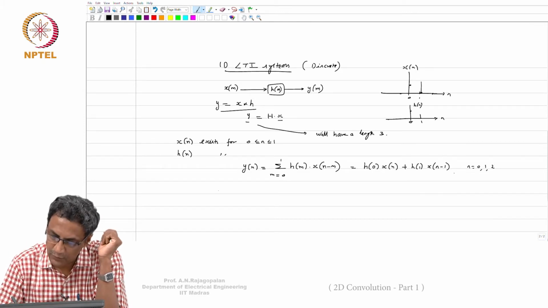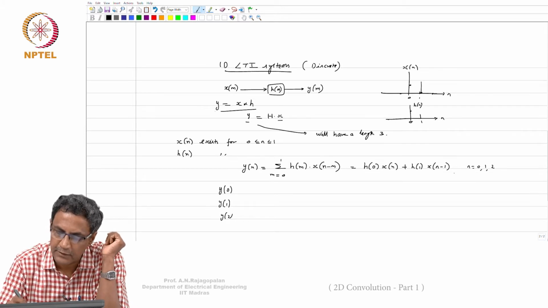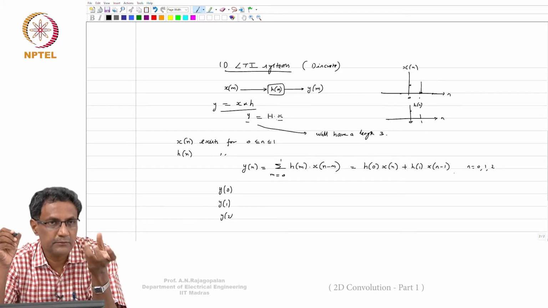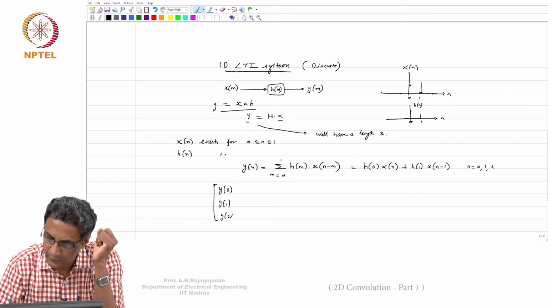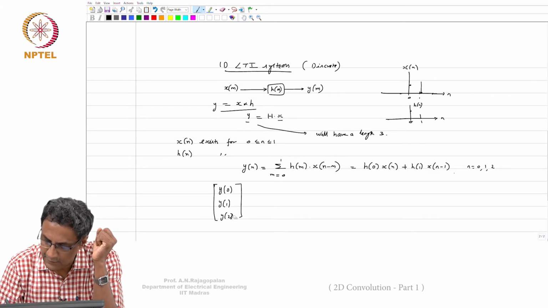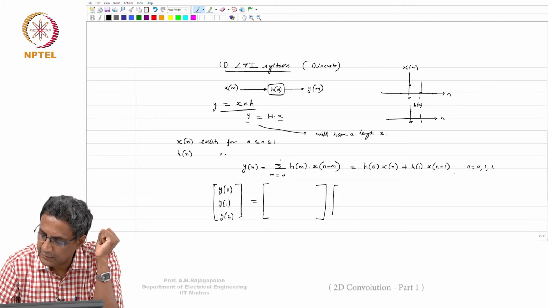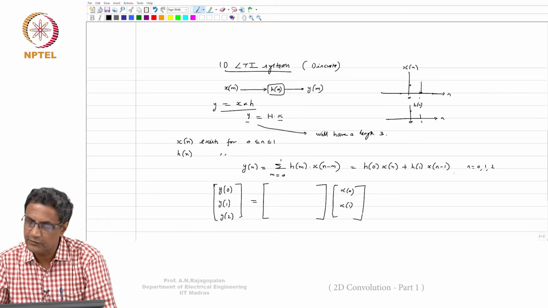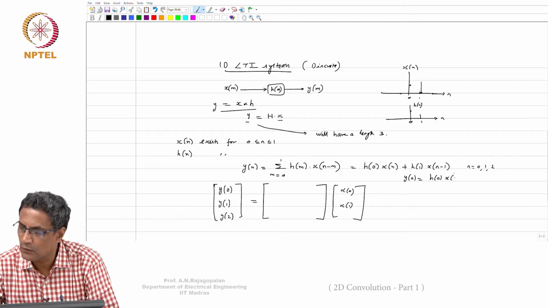Now, instead of writing it in this form, I'm going to write this as one vector. It means the original y is stacked up as a column vector: y0, y1, y2. We want to write this in terms of some matrix multiplying x0, x1, because our input is non-zero only at x0 and x1. So if you simply write down y0 from this equation, it is h0 x0 plus h1 x of minus 1, correct?